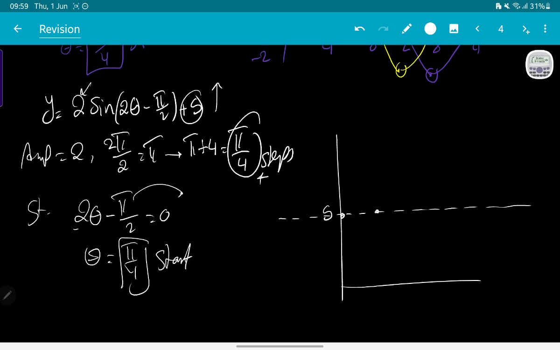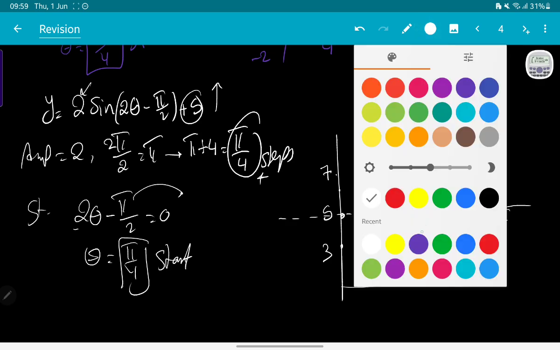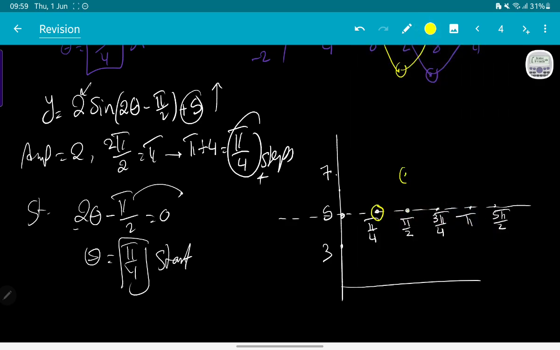Here is the start, pi over 4, then add pi over 4, it's pi over 2, then 3 pi over 4, then pi, then 5 pi over 4. The amplitude is 2, so we move up 2 units to 7 and move down 2 units to 3. We start here, this is up, this is here again, down, and here. We do this if we have a vertical shift, and if it's cosine we start from the maximum.